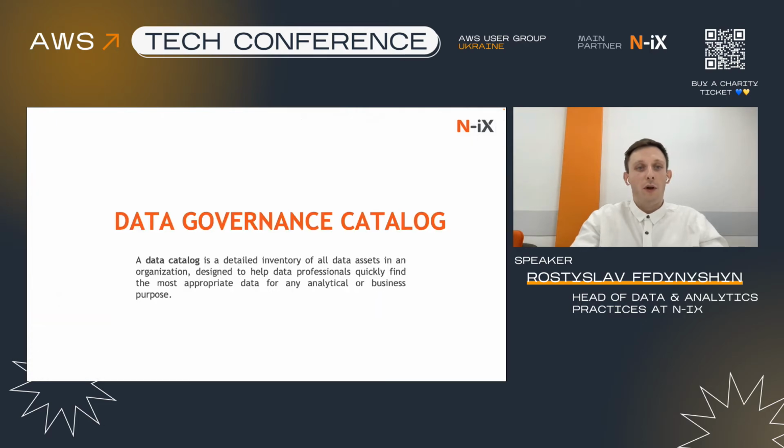Let's move on and start a new big topic, which is data governance catalog. As you can see, a data catalog is a detailed inventory that helps organizations quickly find the most appropriate data and the place where it's stored.